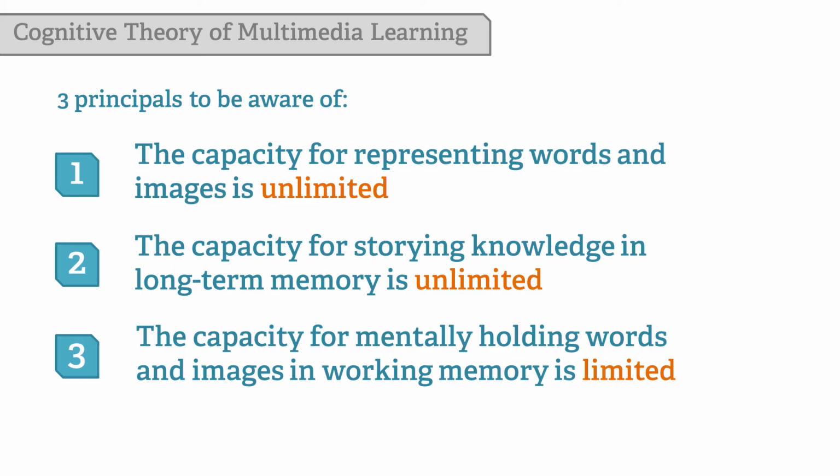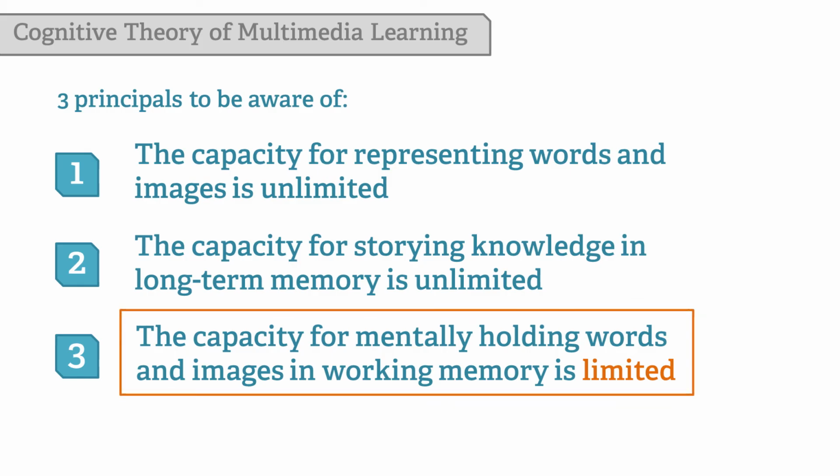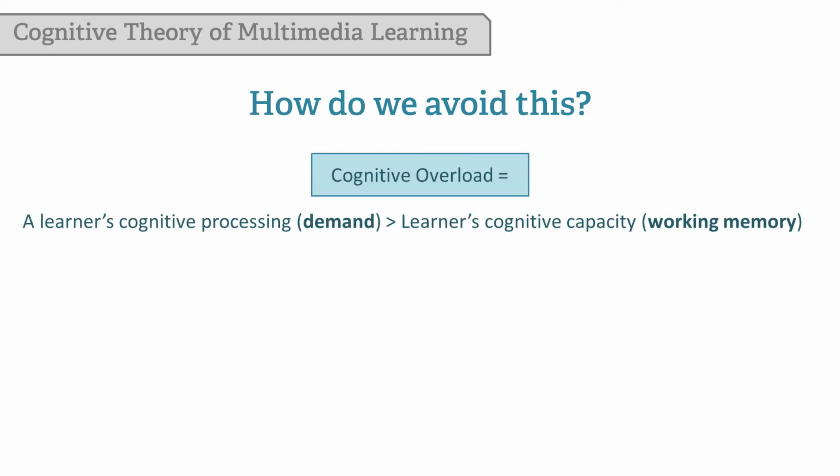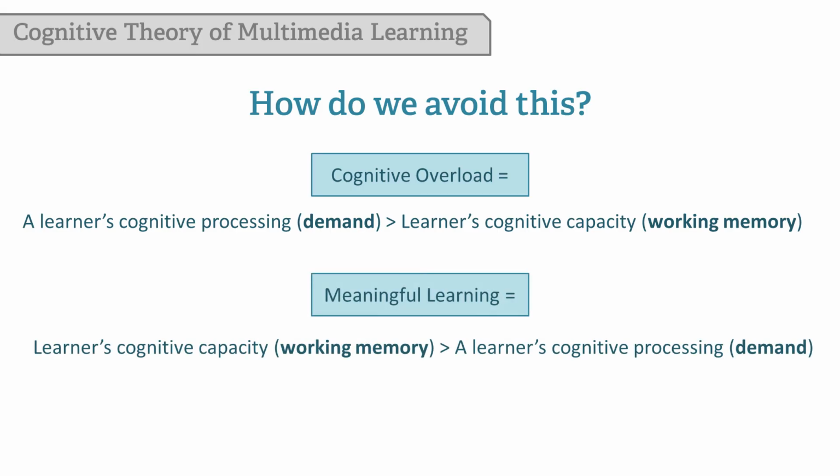So, if we know working memory has a limited capacity, then as instructional designers, we should be conscious of where we place the learner's ability to process information. Otherwise, we are going to cause cognitive overload and exceed the working memory. Now, how do we avoid this? Cognitive overload occurs when a learner's cognitive processing or demand is greater than the learner's cognitive capacity. Meaningful learning, however, occurs when the learner's cognitive capacity, the working memory, is greater than the learner's cognitive processing or the demand.